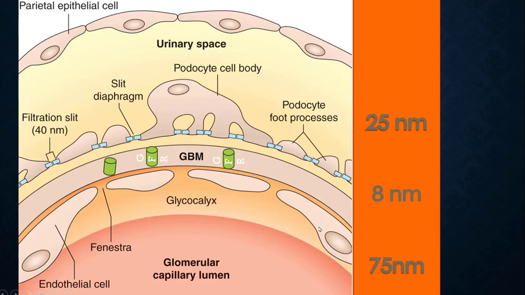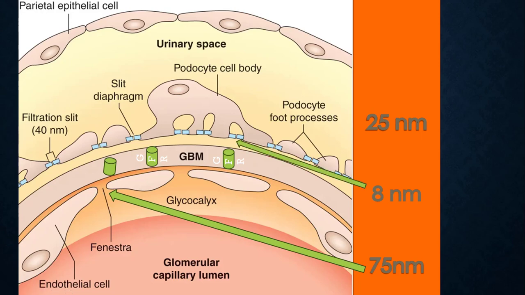This is the enlarged picture of the glomerulus. The fenestrae have a diameter of 75 to 80 nanometers. The slit diaphragm, which is formed by a protein and connects the podocytes with each other, also has pores, and its diameter is 8 nanometers. This opening is called the slit diaphragm, and the filtration slits, which are between the foot processes of the podocytes, have a diameter of 40 nanometers.